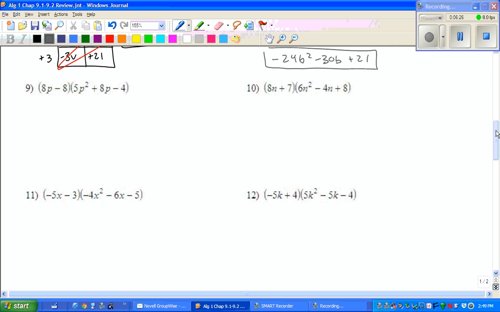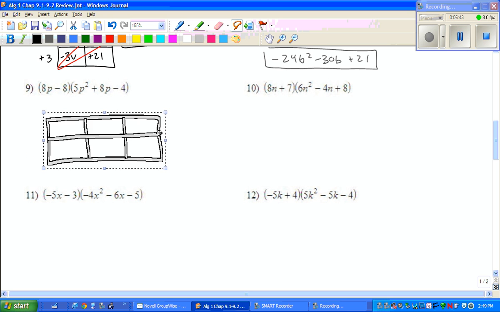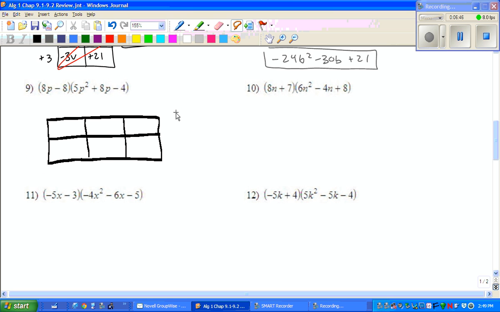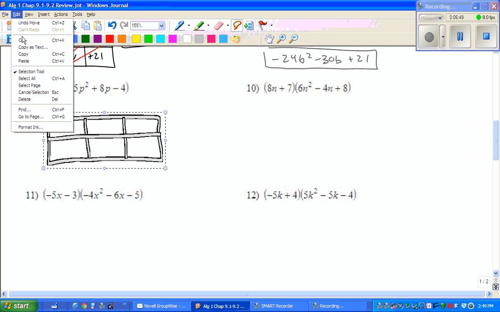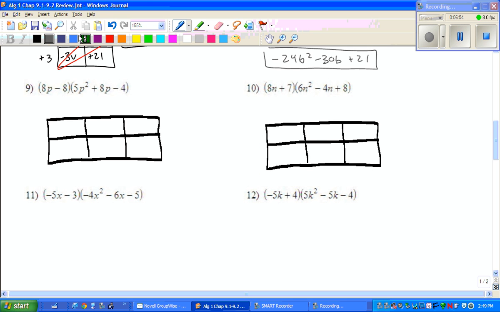Okay, number 9 and 10, since both of those are longer, a little bit more stuff, I'm going to do the box method just to keep track of everything. Okay. And I'm going to be lazy, so I can just copy and paste it and throw it over here too. So 8p minus 8, 5p squared plus 8p minus 4.